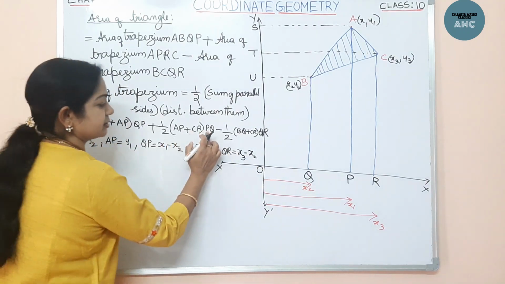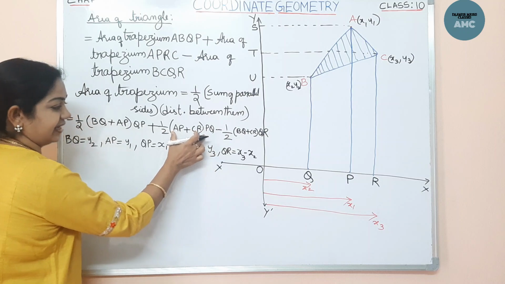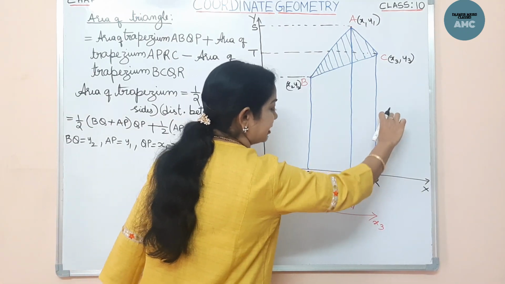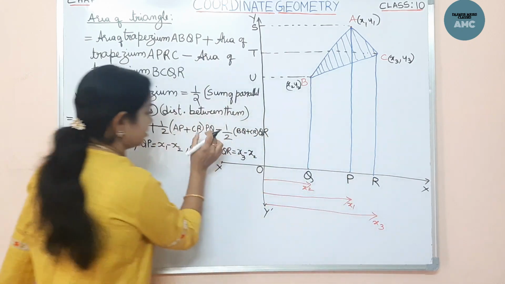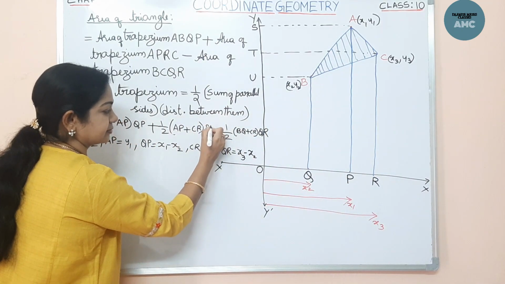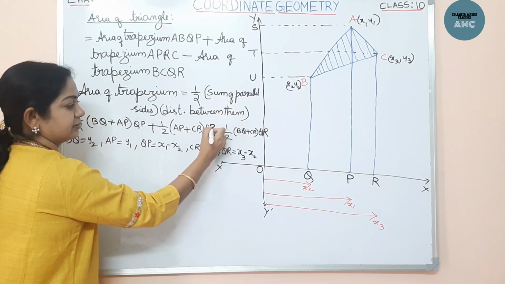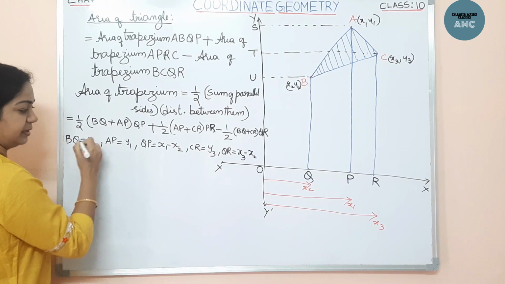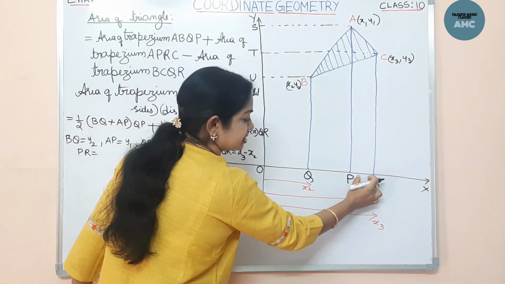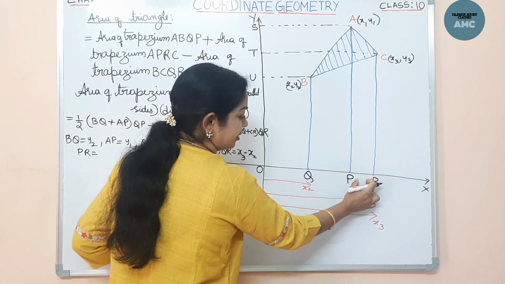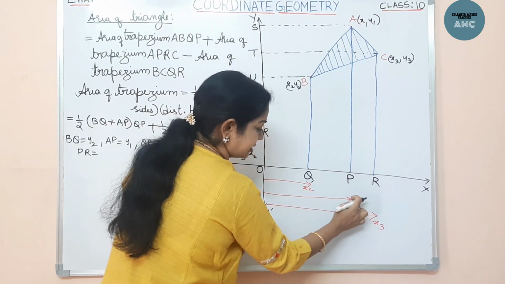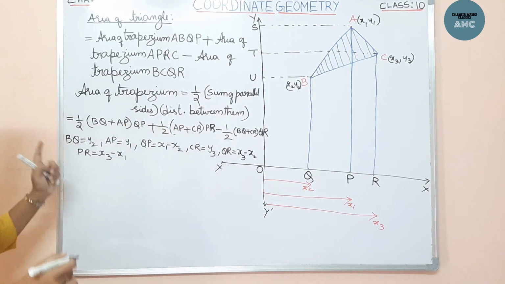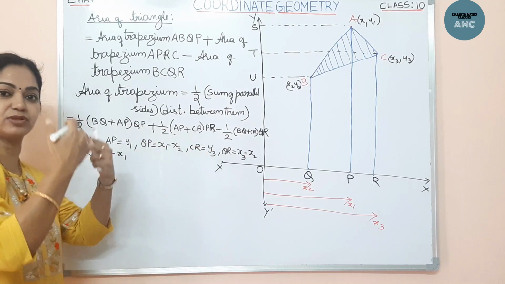Now see here, this is not PQ. The second trapezium is this. Parallel sides are AP, CR. Distance between the parallel sides is PR. So I have written PQ, but this is R. Okay. This is PR. Please note it down. Now PR also we have to write because we didn't write PR, isn't it? PR is the distance between the parallel sides of the second trapezium. How do I get it? X3 minus X1. So be cautious and list out all the terms in terms of the coordinates.